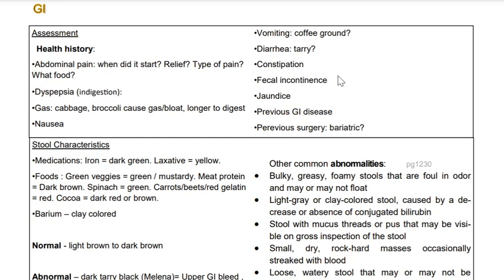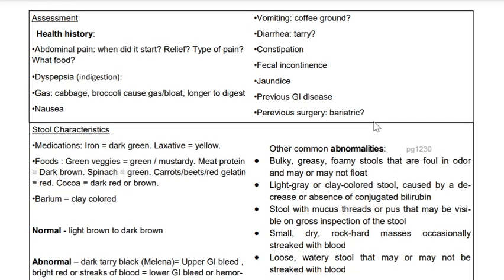Are they having constipation? Are they having fecal incontinence, where the rectum's not shutting correctly? Jaundice. Remember, I told you the liver is a huge part of the GI system, so we're going to look at the liver and we're going to look at jaundice. And do they have, or have they had, any previous GI disease? And have they had bariatric surgery? These are some of the facts that your instructor will want you to just kind of go around in your mind.